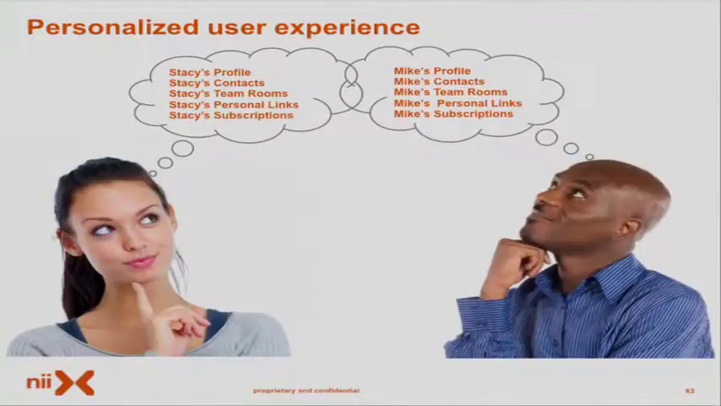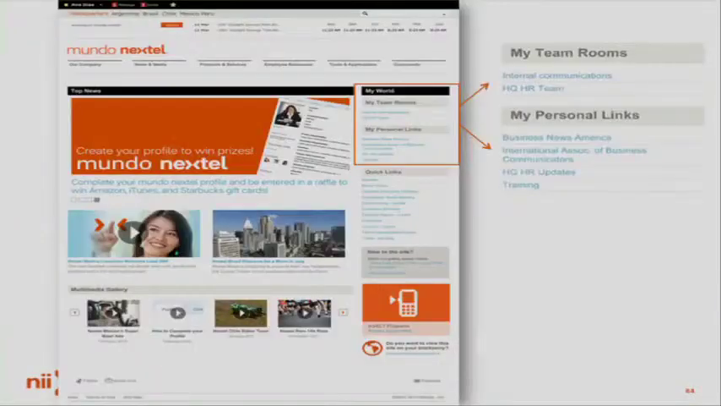Every employee has their own profile, their own contacts, their own team rooms, their own personal links, and their own subscriptions, content of people that you follow on the intranet. So here on my homepage, I have the list of the team rooms that I belong to. And I can also put my personal links, which can be internal or external.